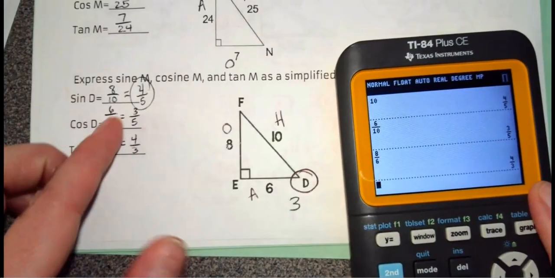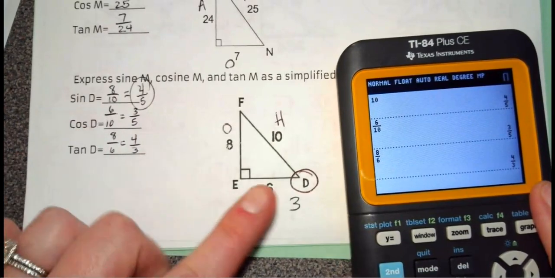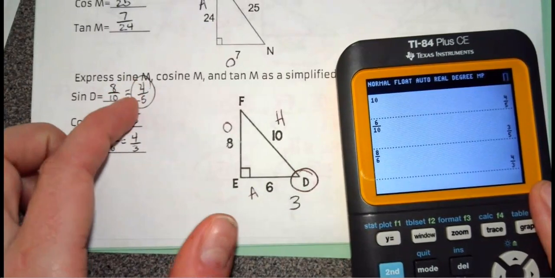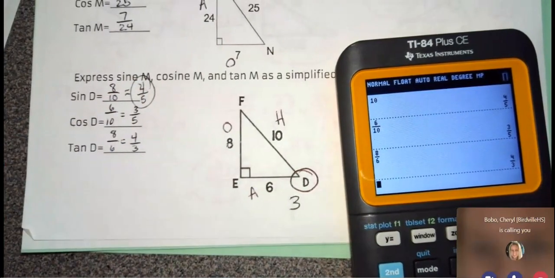Okay, so I have these in here. Cosine of D. Caught another hippie. 6 over 10. So that simplifies to 3 over 5. And then tangent simplifies to 4 over 3.